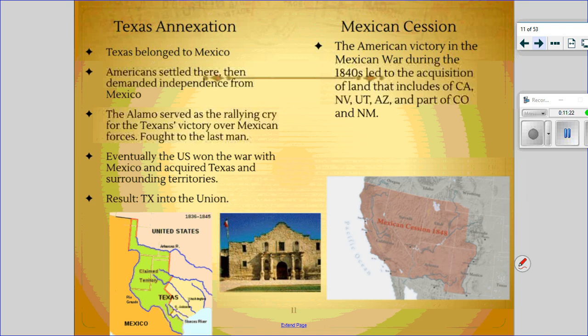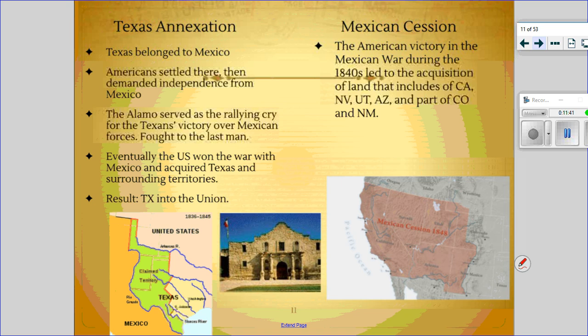And Americans started to settle there. All right, and after a while, they demanded independence from Mexico. Sounds pretty familiar, doesn't it? All right. Mexico, of course, did not want this to happen. And so they sent an army up under the command of General Santa Anna to put down the Texan revolt.